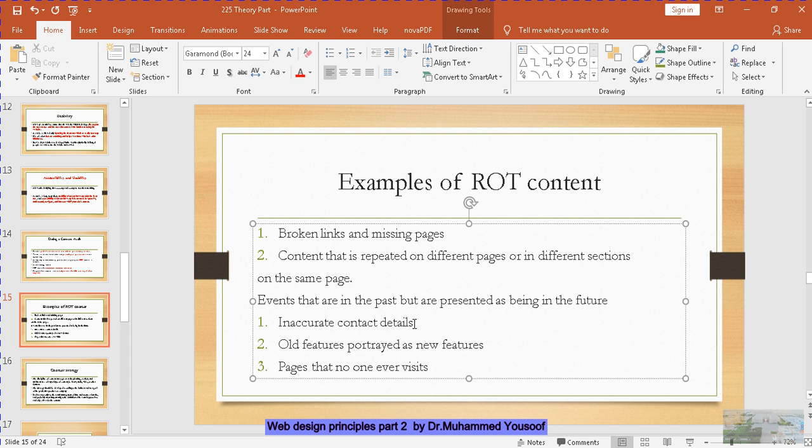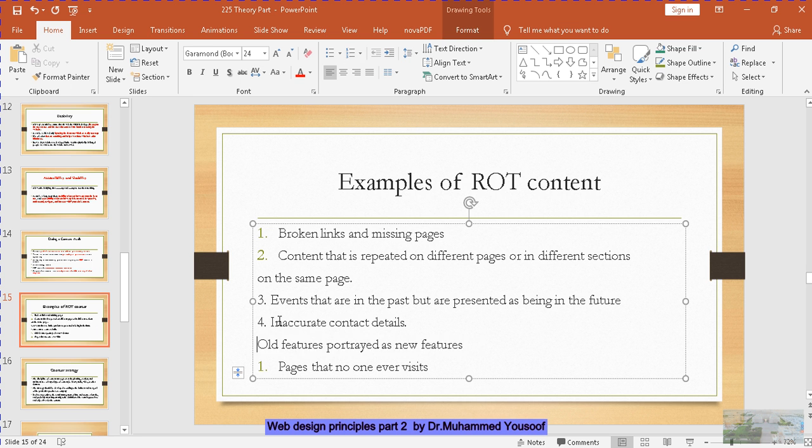Inaccurate contact details. It's very important. In some websites, their contact details are still the old people who were working in the company 5 years before. It was not changed. It is a very bad practice, and it can lead to big problems. Why? Because somebody trying to contact the company for some information will not get accurate information because of the outdated contact details.